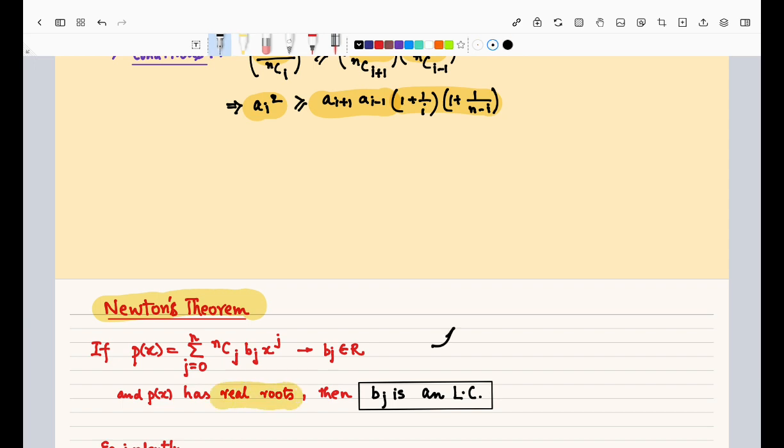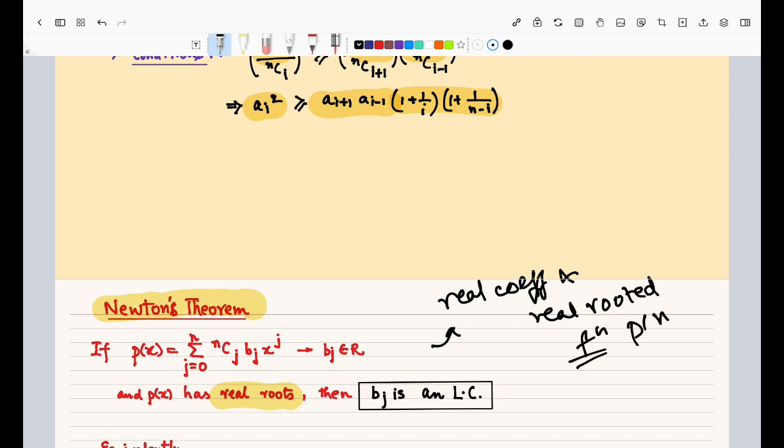Let me just write it down so that it's easy for you to understand. It has real coefficients and is real rooted, right? Both of the conditions must be satisfied. It must also be a function p of x, right? If p of x satisfies the real rooted condition and the real coefficient condition, then we can say that if you represent the terms as n choose j times b_j, the coefficient, then b_j is an LC series, right?